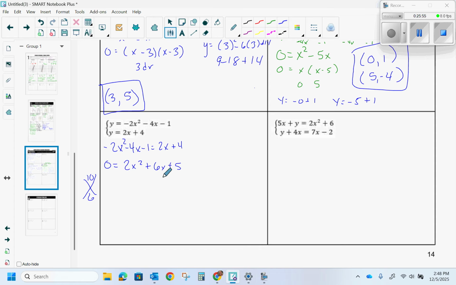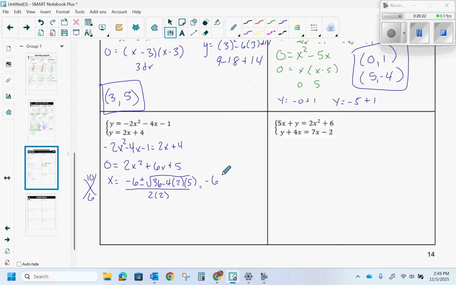So I need to use a different method. I don't love this one for completing the square. First of all, I don't have a leading coefficient of 1. As soon as I divide through by 2, that gives me an odd value of x, which I don't like that either. So I'm going to use the quadratic formula here. Okay, the opposite of b, plus or minus, square root, b squared minus 4 times a times c, all over 2 times a.